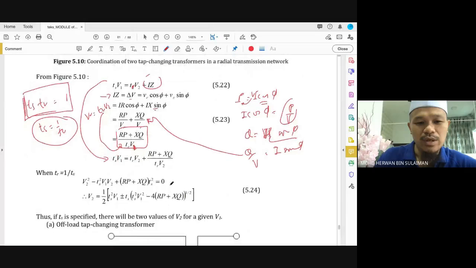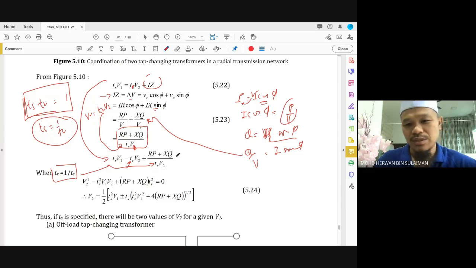And then what we need to do, we change the TR with respect to TS. Because we know TR equals to 1 over TS, and then you put it here. Okay, so you rearrange the equation, you get this one. You can settle it.